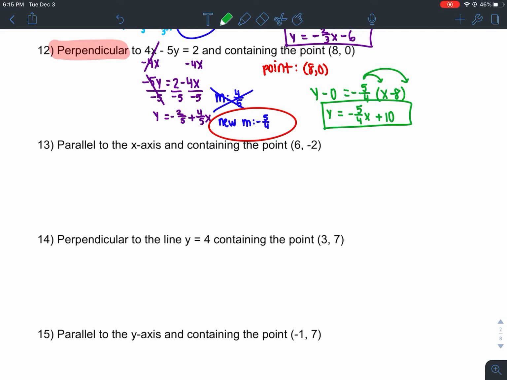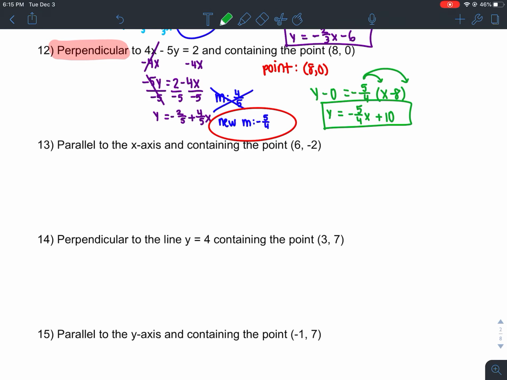All right, number 13 is parallel to the x-axis and containing the point 6, -2. Now this one doesn't even mention an equation. It's talking about the x-axis. If I see x-axis mentioned or y-axis mentioned, your safe bet is to always draw a picture. Always draw a graph so that you can visualize that a little bit better.